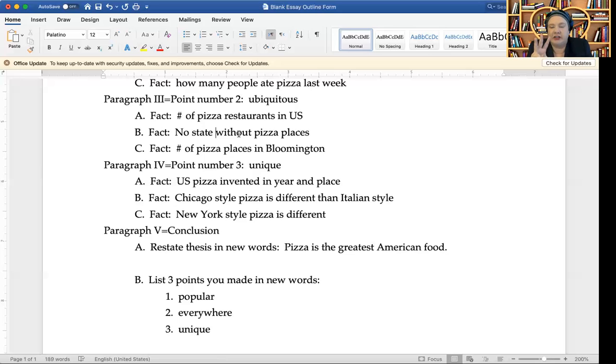Then, are those facts organized? That's where the 5-paragraph essay comes in. Now, later on in the class when you're really good at the essays, if you want to have 4 paragraphs or 6 paragraphs, that's probably okay. But these first few essays, just make it a 5-paragraph essay. Just go with the simple basic structure.